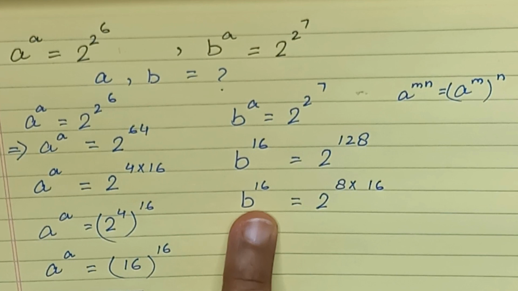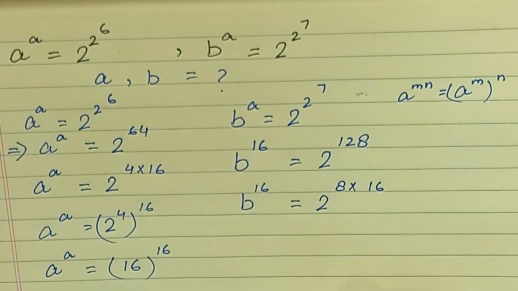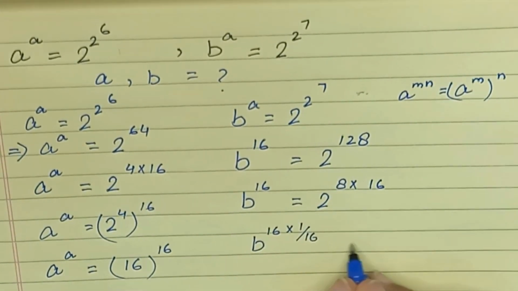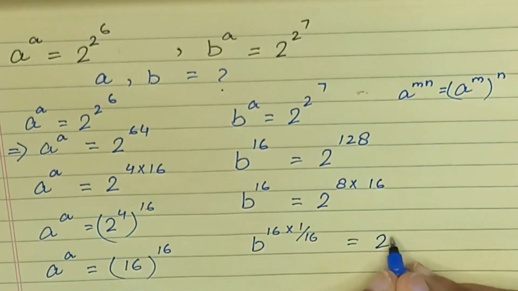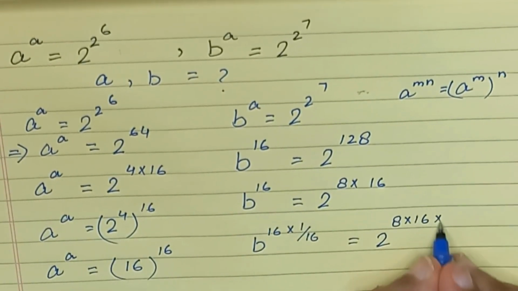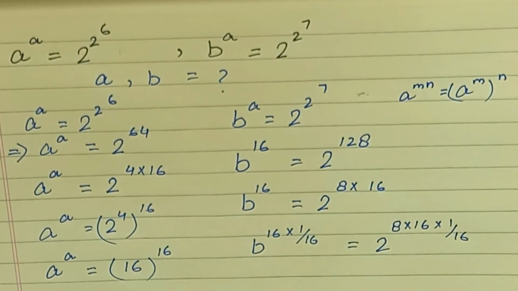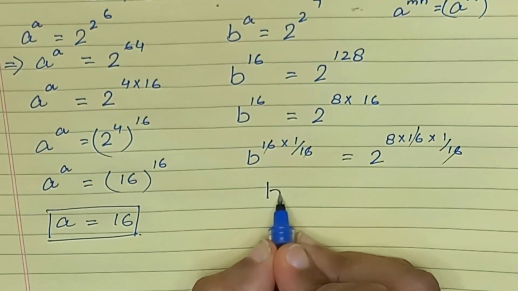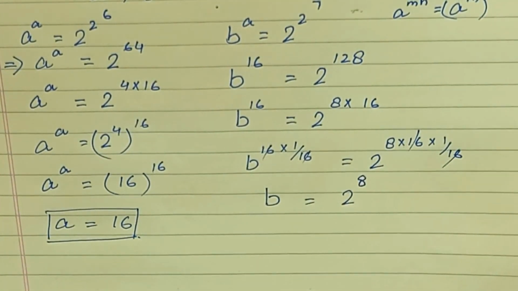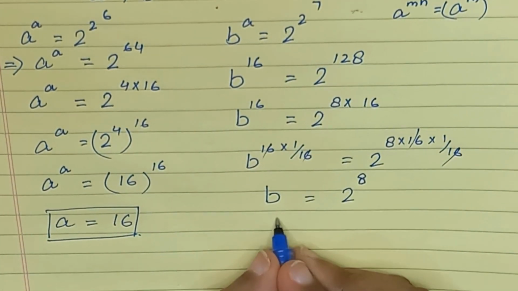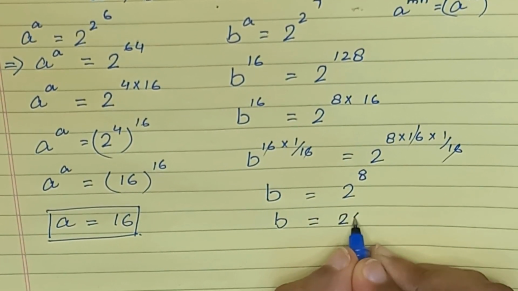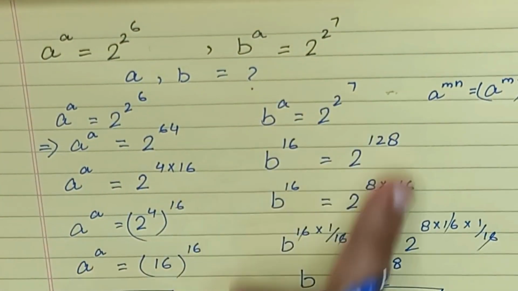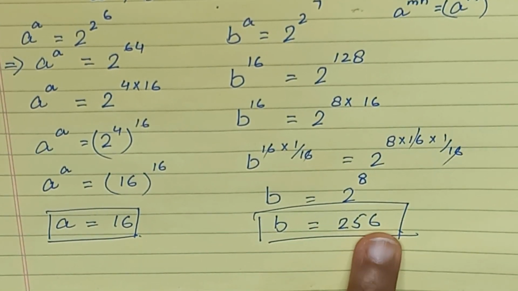Now we will take the power 1 divided by 16 on both sides to find the value of b. So it will become 16 multiplied by 1 divided by 16, and it will become 2 raised to the power 8 multiplied by 16 multiplied by 1 divided by 16. So 16 and 16 will be cancelled out. We have remaining b is equal to 2 raised to the power 8. So from here we have the value of b, which is 256. So from these two equations we have a is equal to 16 and b is equal to 256.